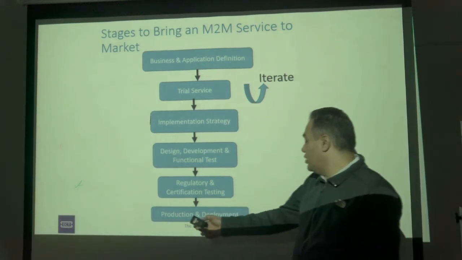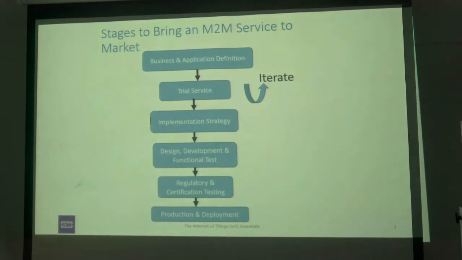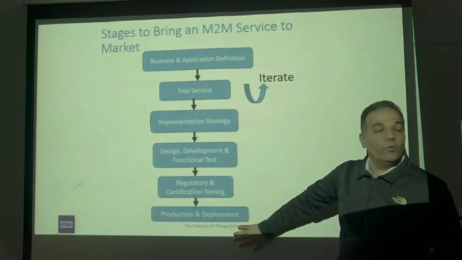Then you have production and deployment, the last thing. Now you are a successful businessman, you have a model, you have a product, you're producing and selling, collecting money. Even after that, there are a lot of things you have to do. It's not the end of the story. You agree? So this is where you start, and hopefully this is where you end.